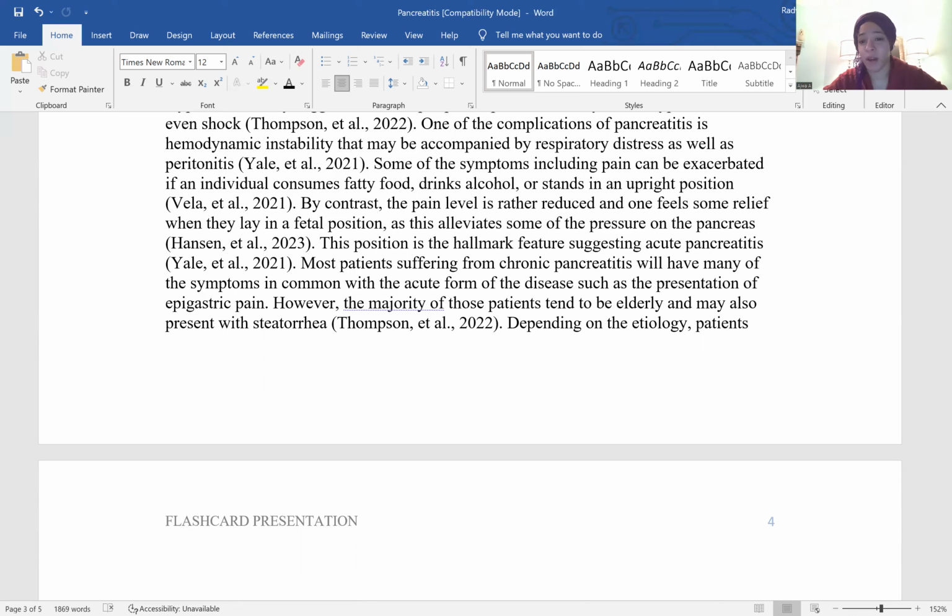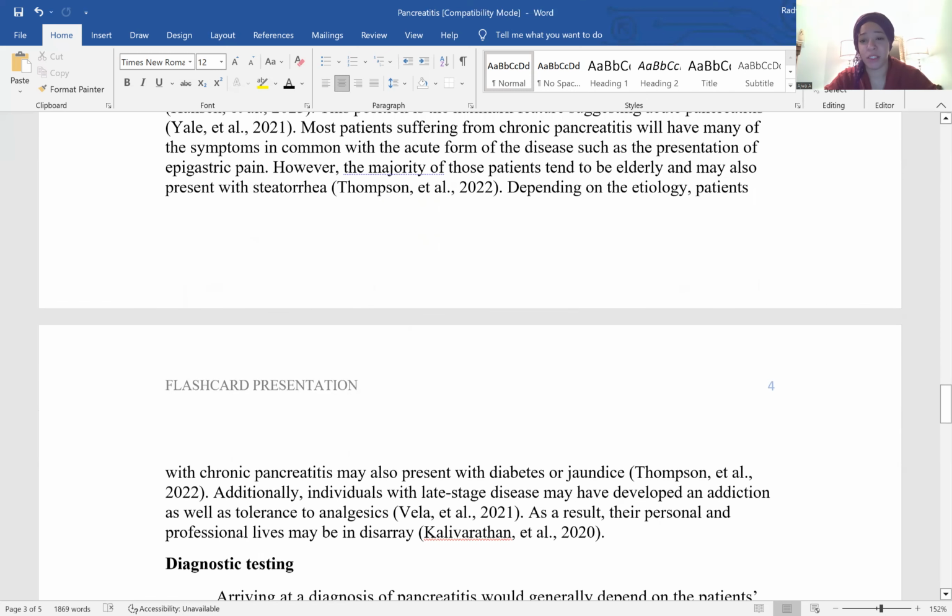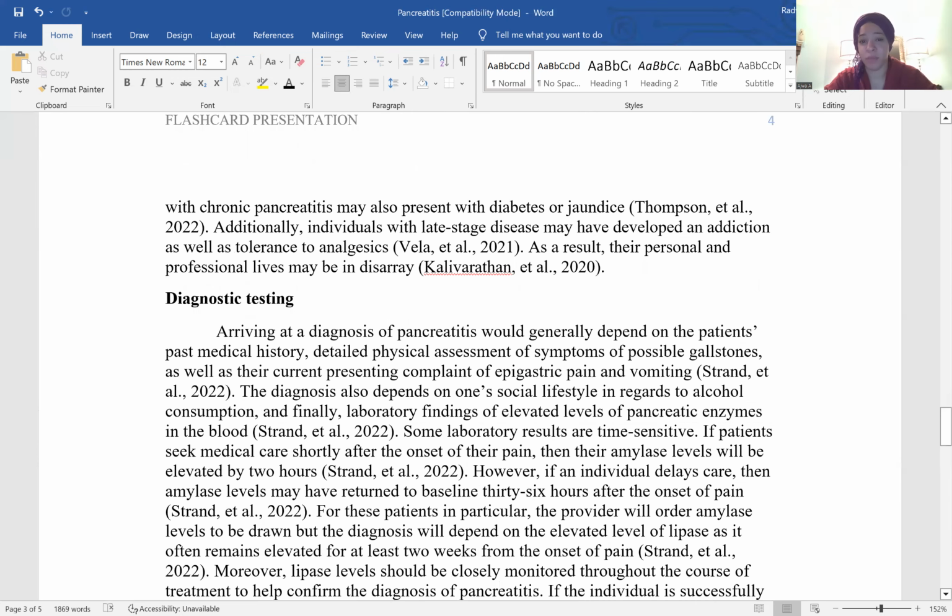Most patients suffering from chronic pancreatitis will have many of the symptoms in common with the acute form of the disease, such as the presentation of the epigastric pain. However, the majority of those patients tend to be elderly and may also present with steatorrhea. Depending on the etiology, patients with chronic pancreatitis may also present with diabetes or jaundice. Additionally, individuals with late-stage disease may have developed an addiction as well as tolerance to analgesics. As a result, their personal and professional lives may be in disarray.